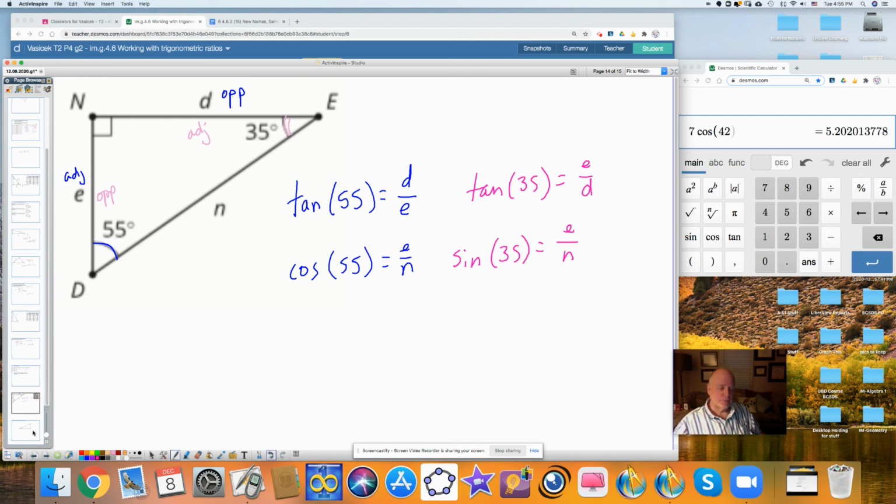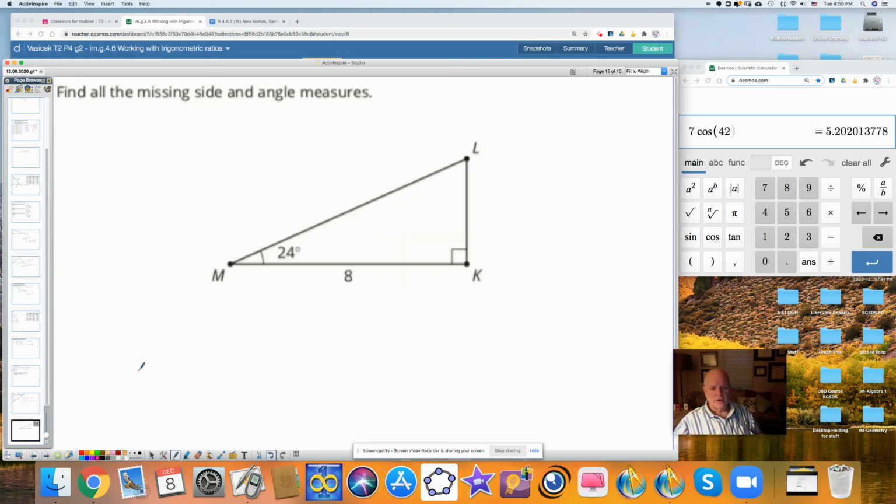Remember that? And for the cooldown, we have to find all the missing sides and angles. So if this is 24, what is 90 minus 24? It'll be 66 degrees. If this is 8, and from this angle of 24 degrees, I'm going to say this is the opposite, and this is the hypotenuse.